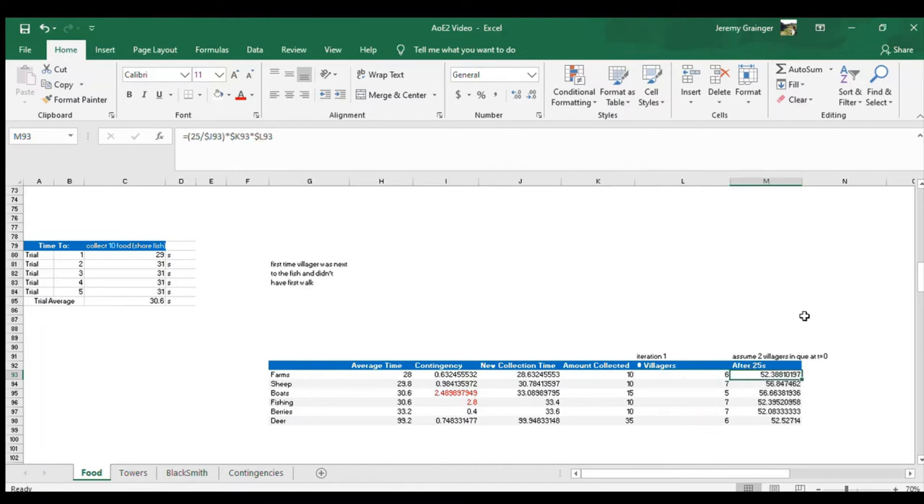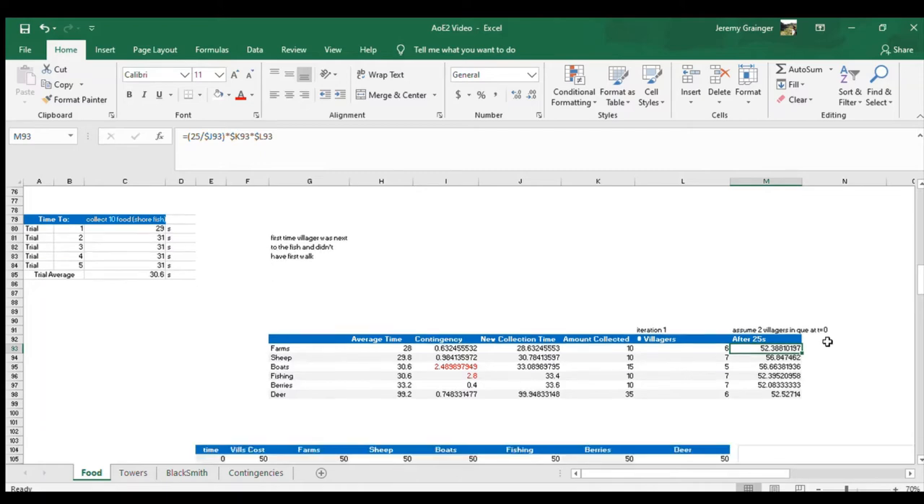And then this determines how many, after 25 seconds of the total time it takes them to collect, times the amount collected and number of villagers. This gives you the total food per villager times the amount of time it takes them. So this essentially tells you that after 25 seconds, they will have collected 52.388 food for those 6 villagers. Clearly, once they hit 10, that's when they drop it off. So this 2.38 is almost useless, because obviously you can't spend that unless you force drop off that food.